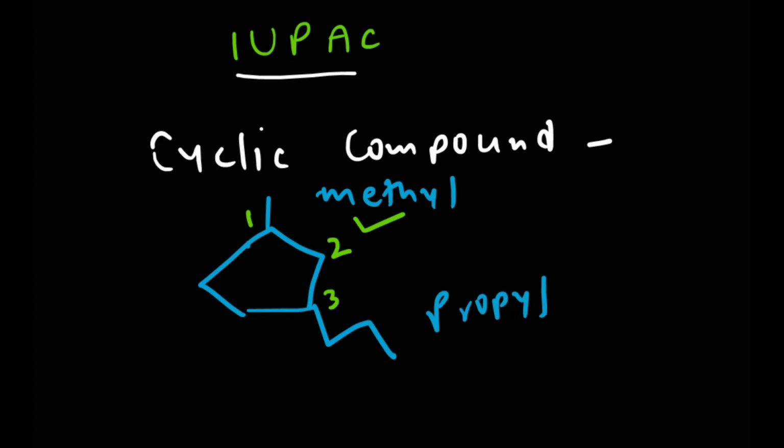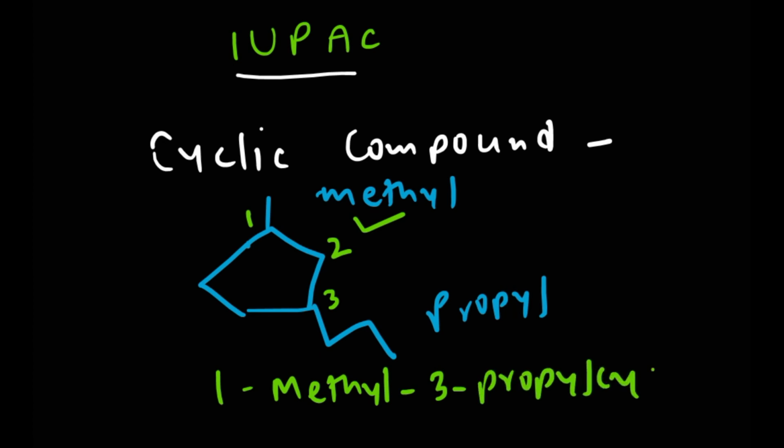Okay, so this nomenclature follows the first point of difference. So 1, 2, 3, so it will be what? Let us write the name: 1-methyl and 3-propyl, and here we should write cyclopentane. Clear? Okay.